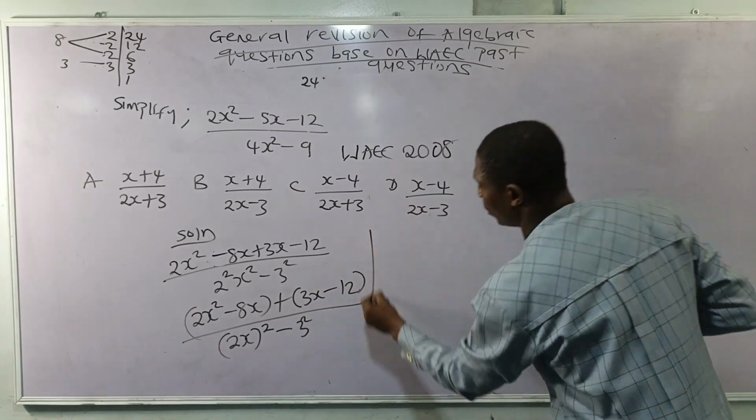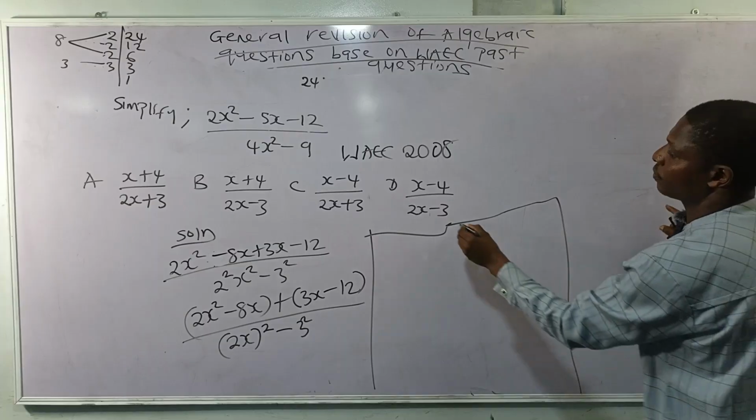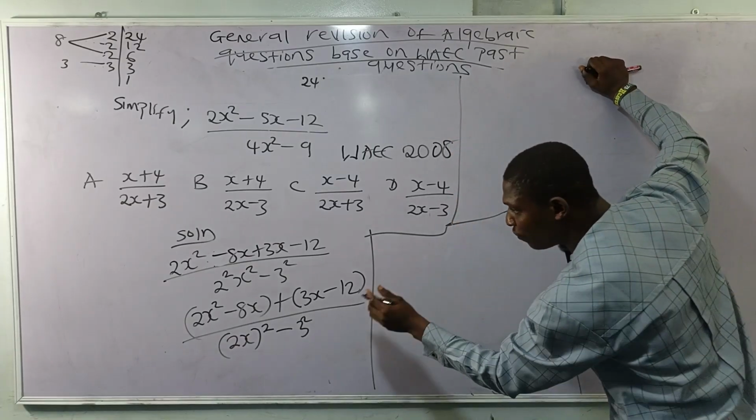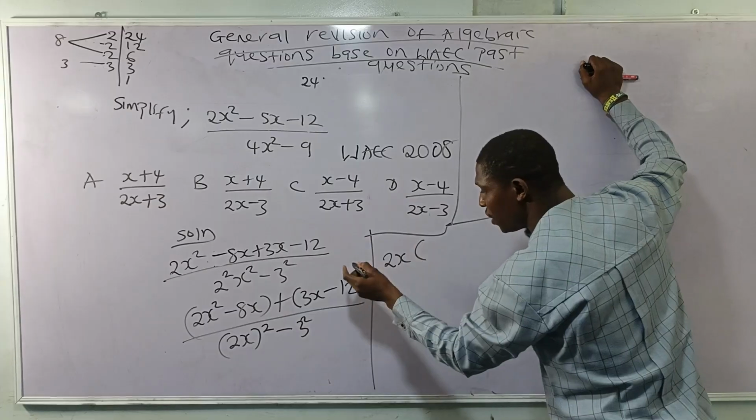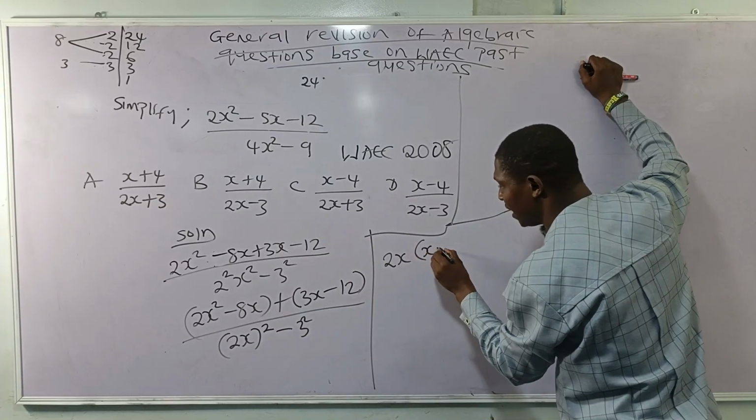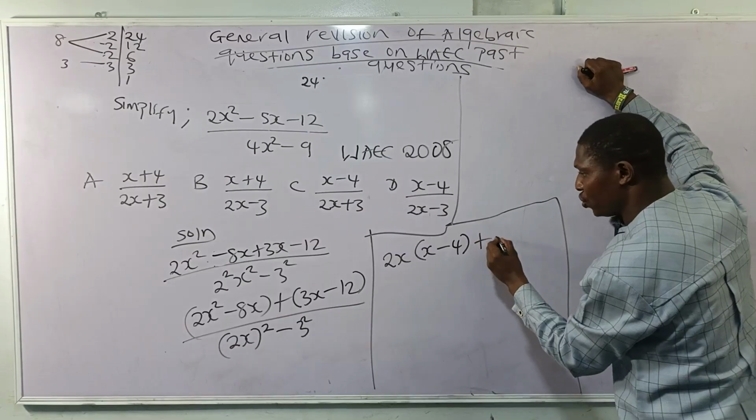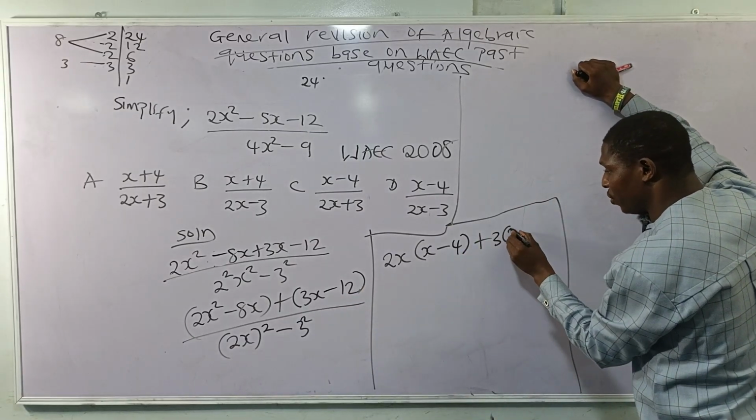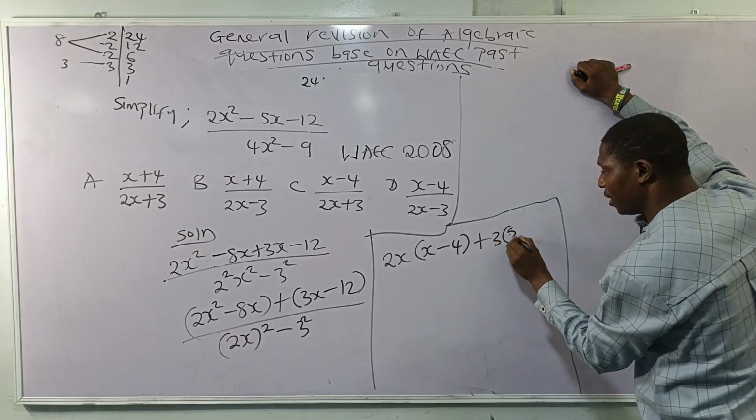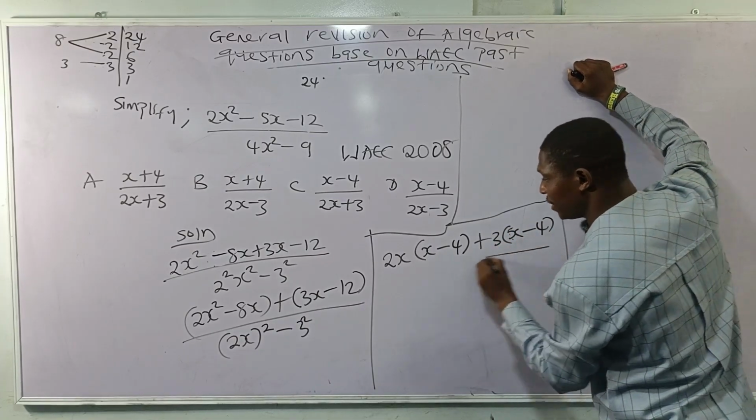2 squared. So this will simply give me what? What's common between this and this is 2x. 2x squared divided by 2x, so I have what? x. And 8x divided by 2x will give me 4. Plus, what's common between these two is what? 3. 3x divided by this 3 is what? x. And 12 divided by 3 is what? 4. You see the two brackets are the same.